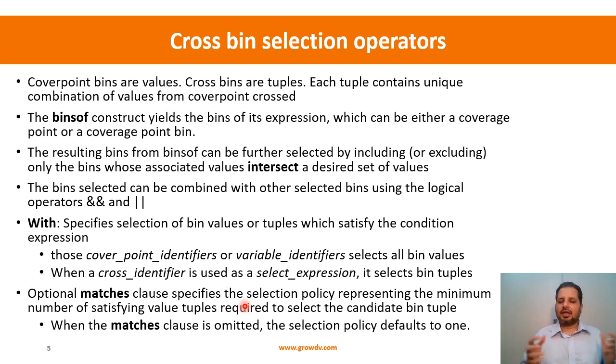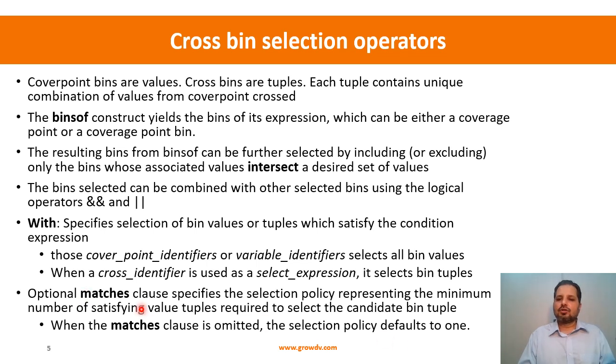Unless so many value tuples are actually matching, you don't create a bin. You only create a bin if it is matching that many tuples. Okay, so that is something that you can do. I think it will become more clear when you look at an example, but we still need to define it formally before we jump into the example. So when you omit matches, the default selection policy is that even if there is one matching value, that particular bin gets created.